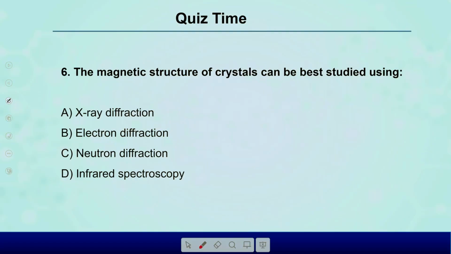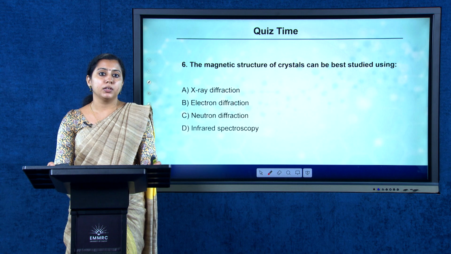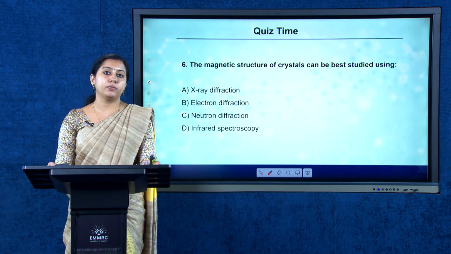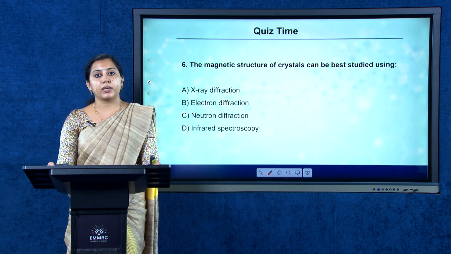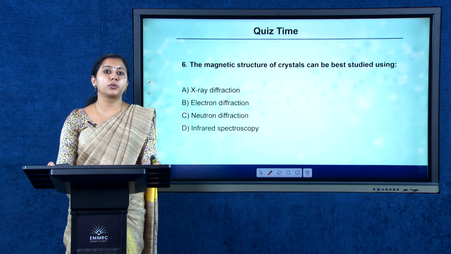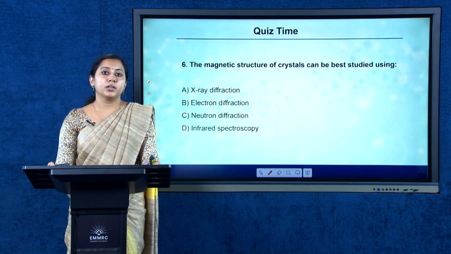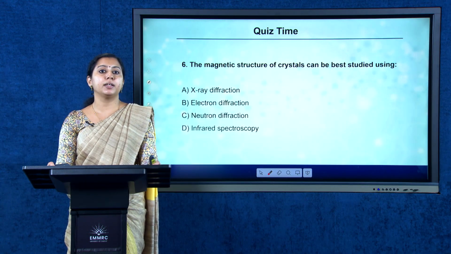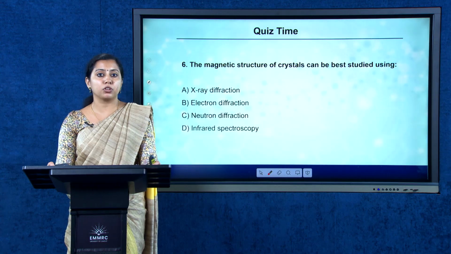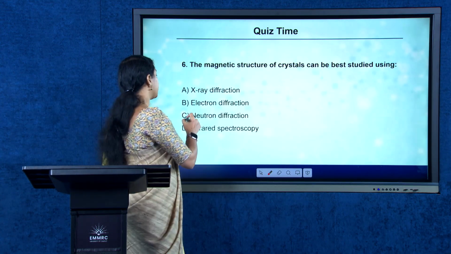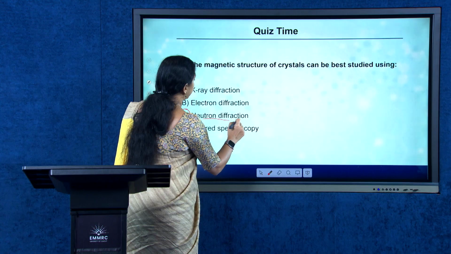Last question. The magnetic structure of crystals can be best studied using option A, X-ray diffraction, option B, electron diffraction, option C, neutron diffraction, and option D, infrared spectroscopy. So, among the three diffraction methods we discussed so far, X-ray diffraction, electron diffraction and neutron diffraction, neutron diffraction helps in the study of magnetic structure of crystals. So, the correct option is option C, neutron diffraction.